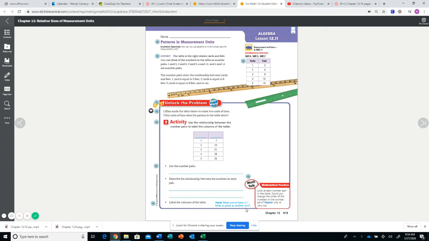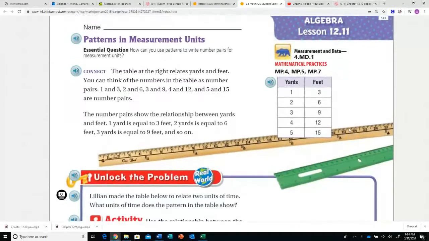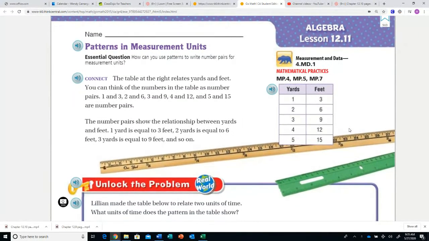Good morning, everybody. We're going to start chapter 12, lesson 11, patterns in measurement units. So this is the last lesson of chapter 12, and hopefully this one has volume. So essential question, how can you use patterns to write number pairs for measurement units?